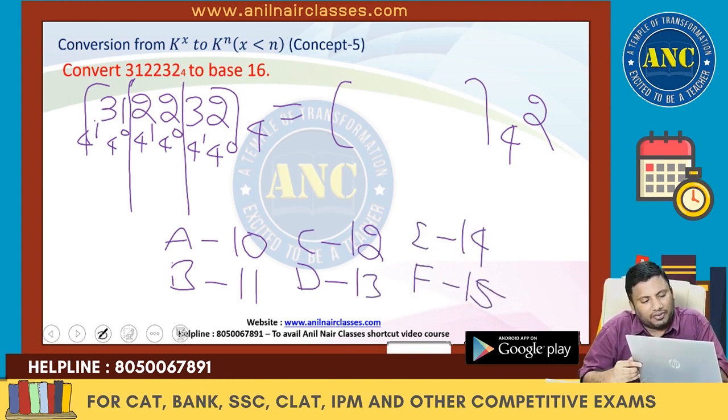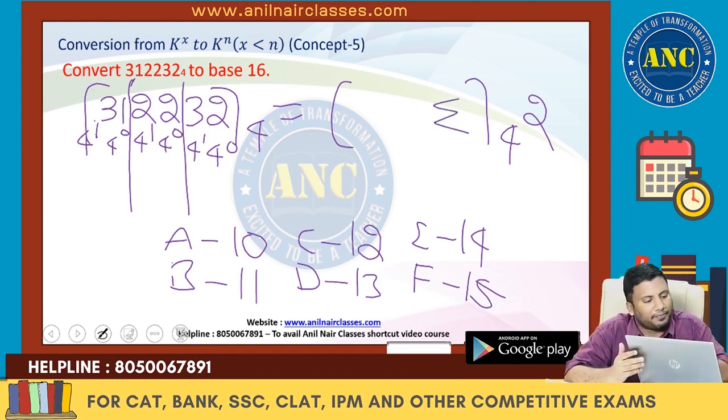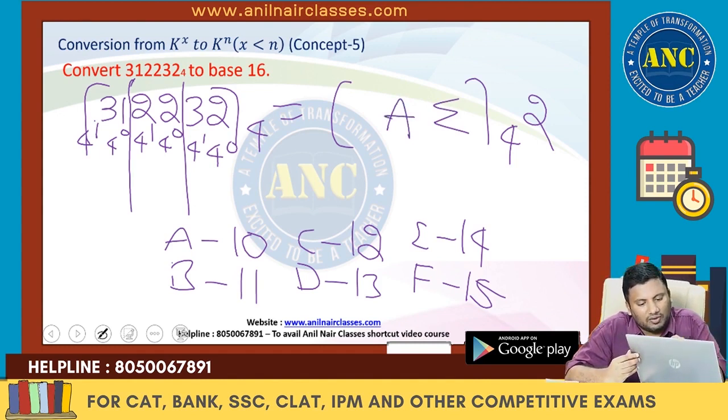F is 15. So 4 3s are 12. 12 plus 2 is 14. 14 is E. 4 2s are 8. 8 plus 2 is 10. 10 is A. 4 3s are 12. 12 plus 1 is 13. 13, which is D. This is the right answer for the previous question.